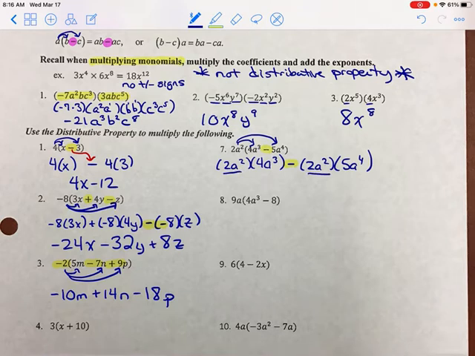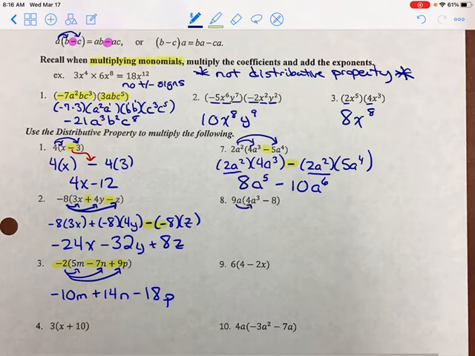So if I look at this first set, 2 times 4 is 8. For my exponents, I keep the a and I add the exponents. Bring down my minus, so 2 times 5 is 10. Add the exponents and I get a to the 6th. These are not similar, so that's where I have to stop.